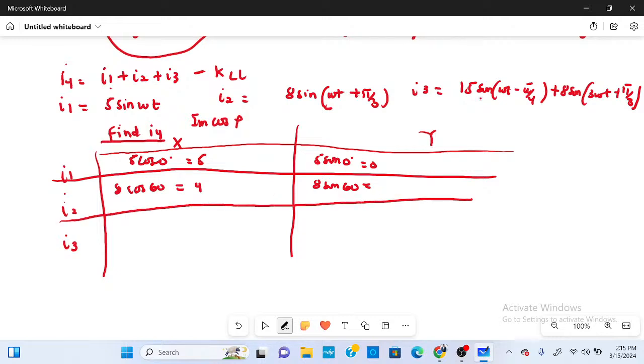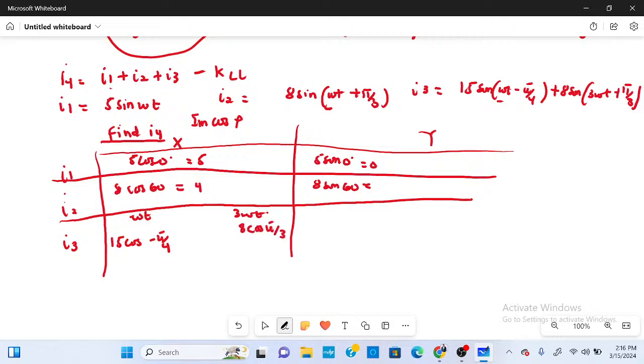Then for I3, I have two different frequencies. I have omega t and I have 3 omega t. So let me write omega t separately, then 3 omega t. So for the cosine or the x component of the omega t, we are having 15 cos negative pi on 4, right? Then for the 3 omega t, we are having 8 cos pi on 3.